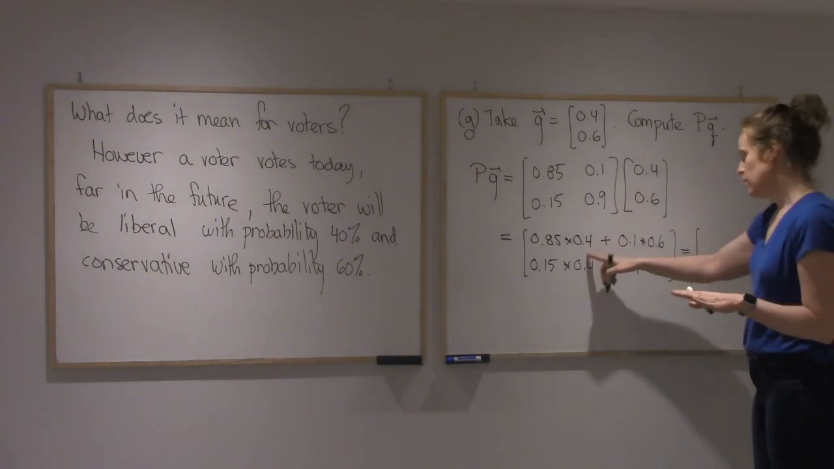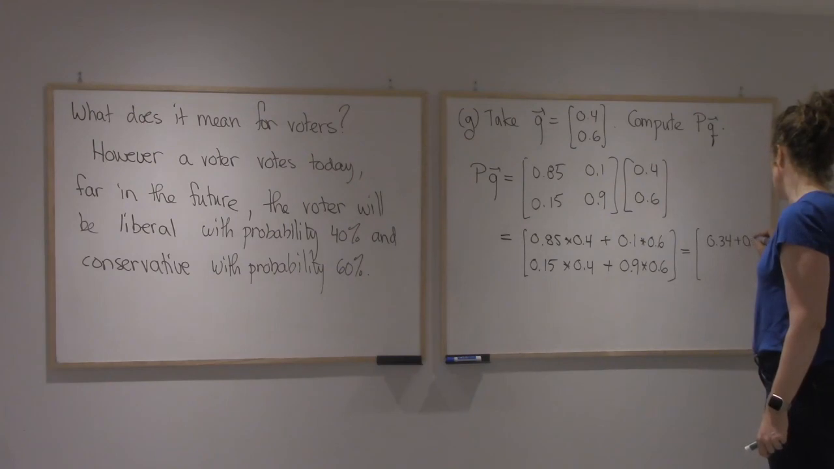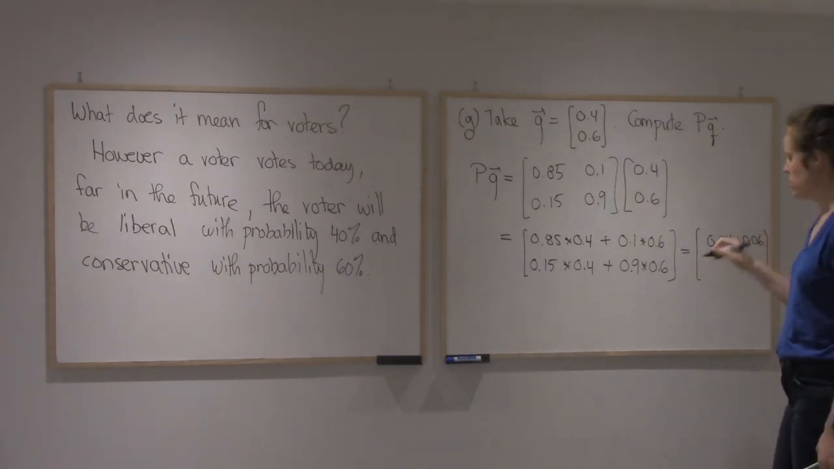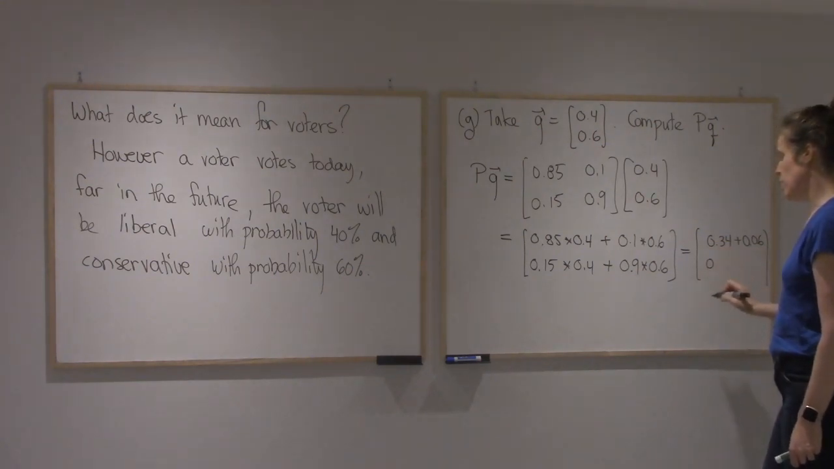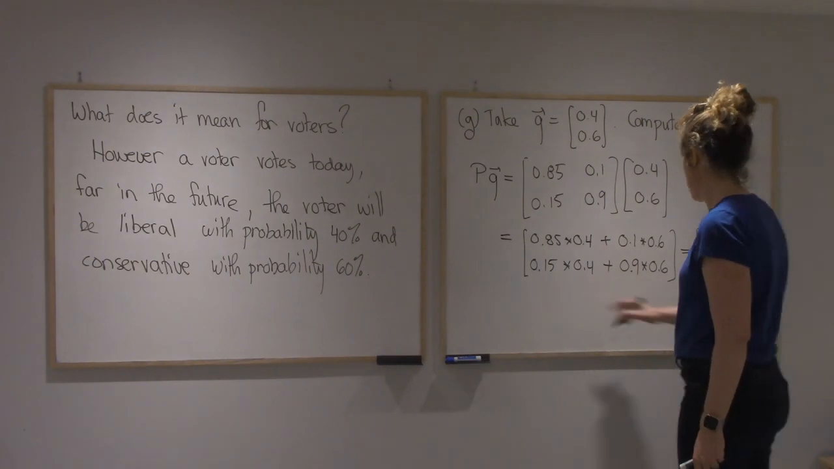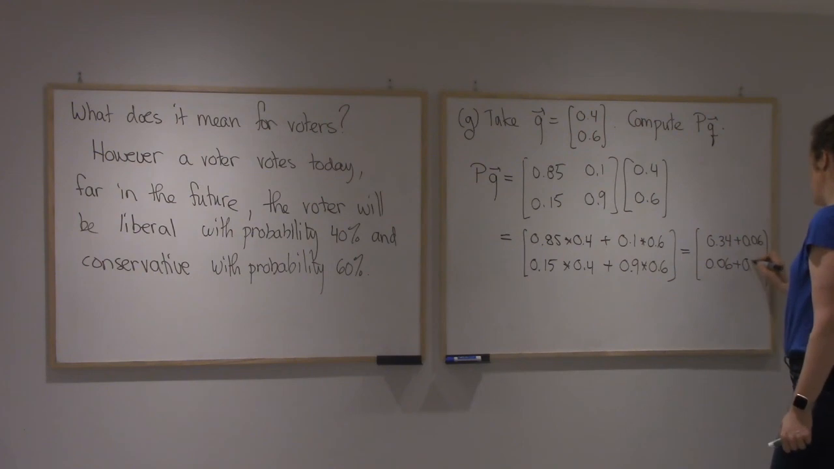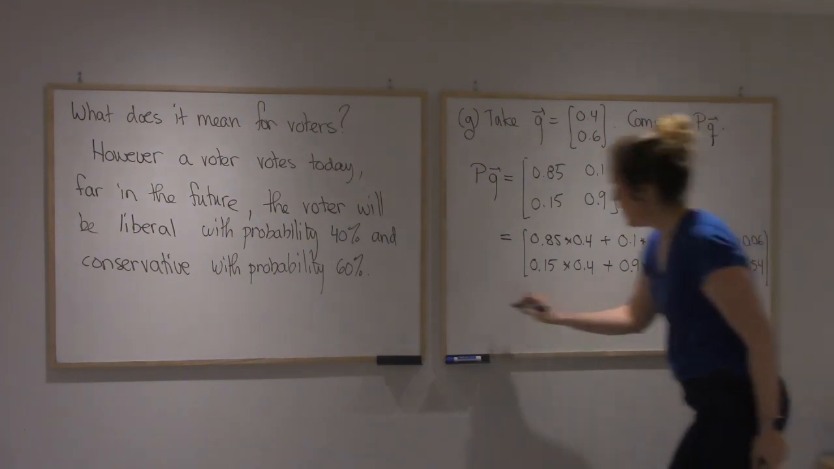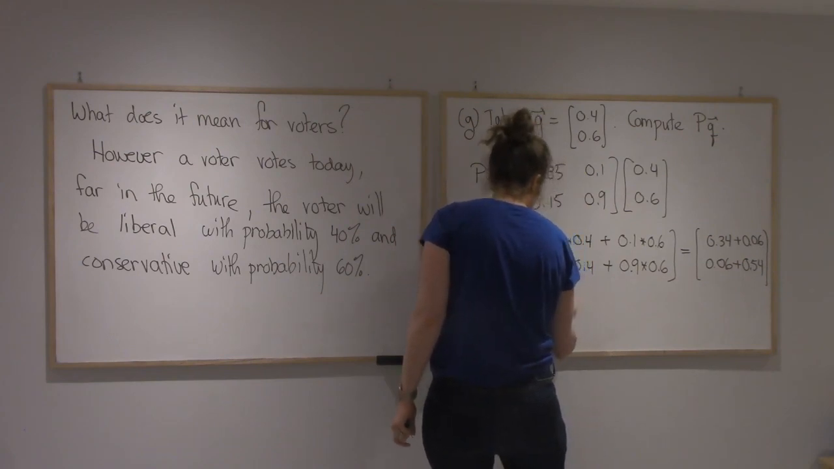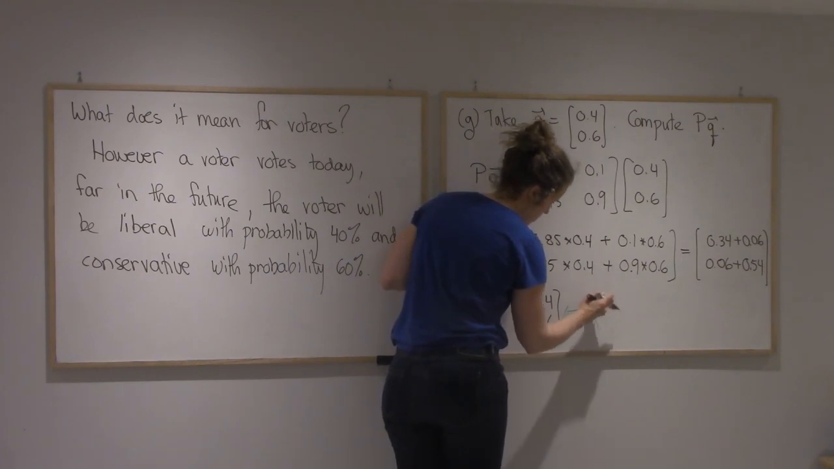So I'm getting 0.34 plus 0.06, and 0.06 plus 0.54. So if I add it up, I'm getting Q again.